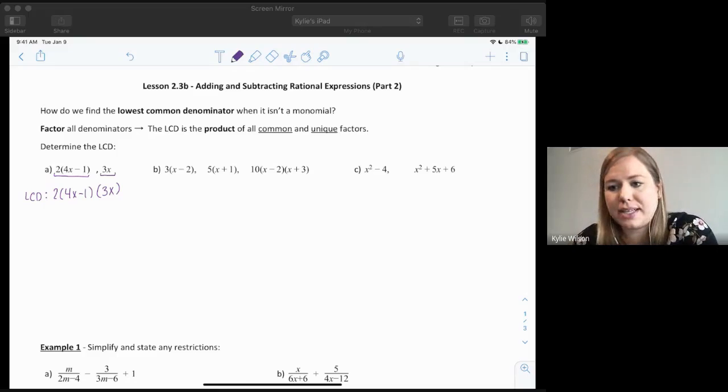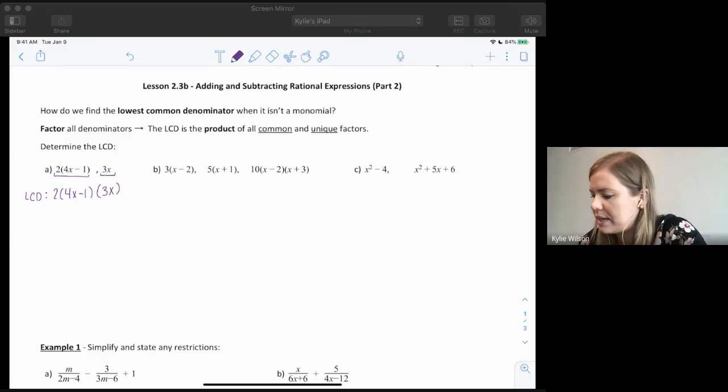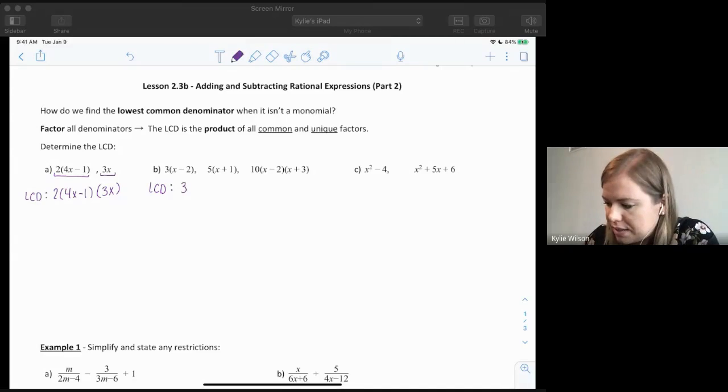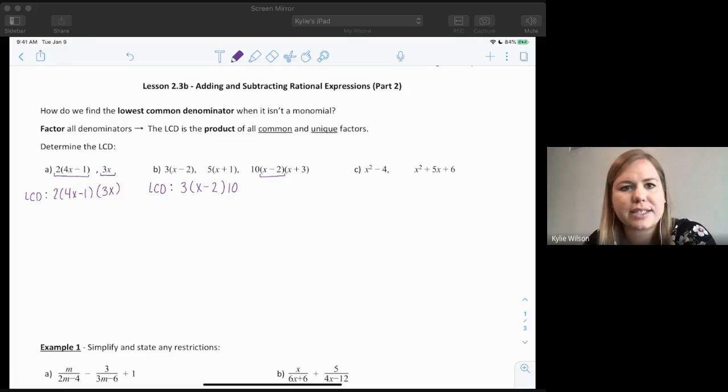So for question B, let's find the lowest common denominator of these three expressions. We have 3 times x minus 2, 5 times x plus 1, and 10 times x minus 2, x plus 3. To start, our lowest common denominator must have 3(x minus 2). Next, I'm going to do the 10 one, and you'll see why in a second. So then I need to include a 10. I already have an x minus 2, so there's no need to include that again. But I do need to include the x plus 3.